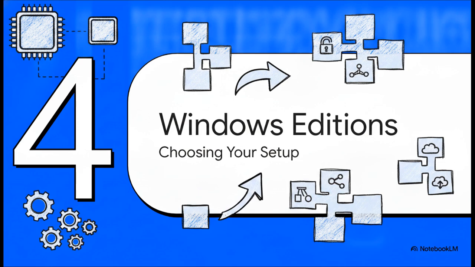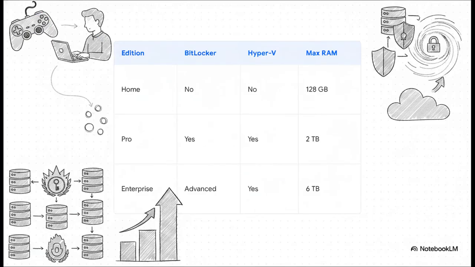Section 4. Choosing your Windows edition. Okay, let's break this down by looking at 3 main avatars. First up, the gamer, or the everyday user. You're going to want Windows Home. It's lightweight, it's perfect for standard tasks, but keep in mind it's capped at 128 GB of RAM, and it lacks some advanced tools.